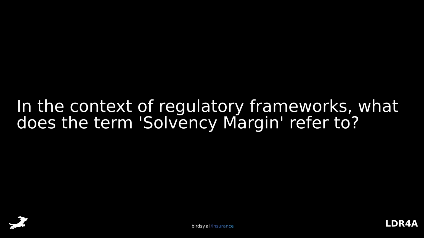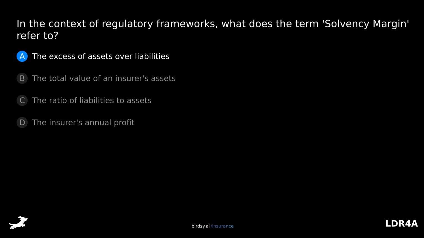In the context of regulatory frameworks, what does the term solvency margin refer to? Is it A, the excess of assets over liabilities, B, the total value of an insurer's assets, C, the ratio of liabilities to assets, or D, the insurer's annual profit? The answer is A, the excess of assets over liabilities.